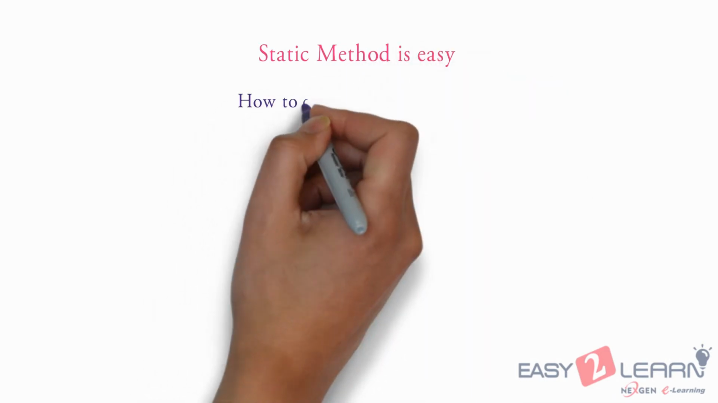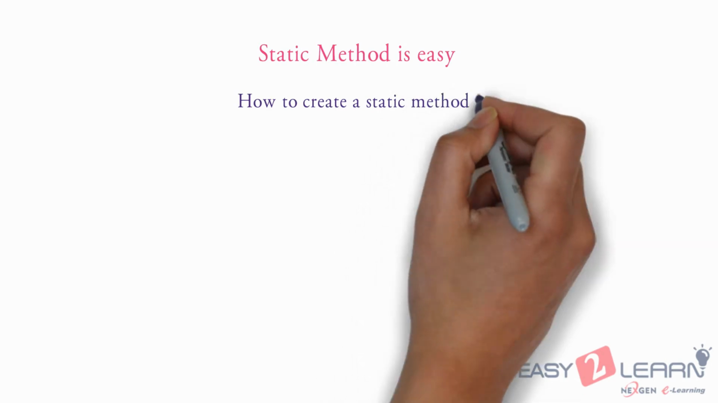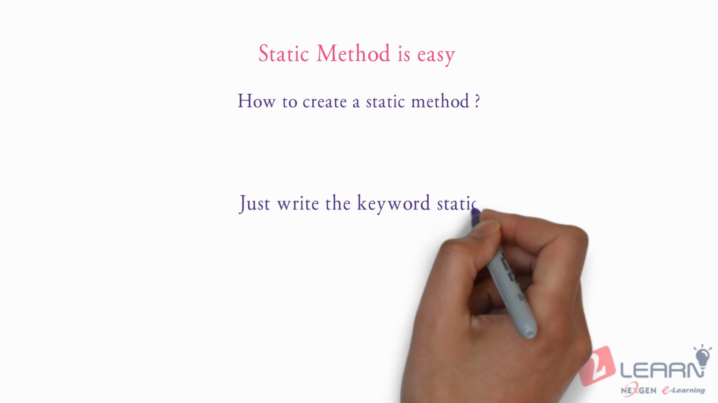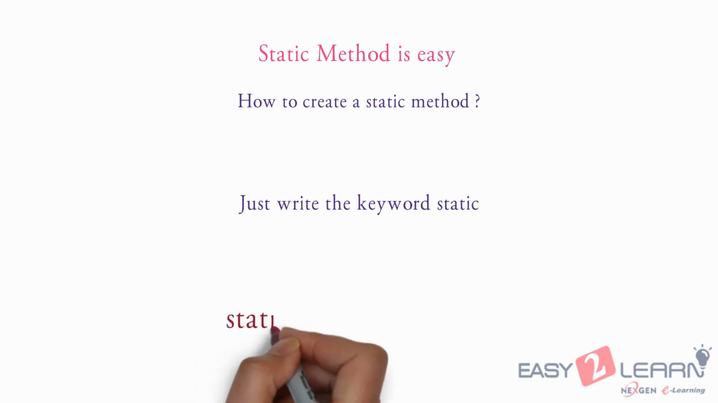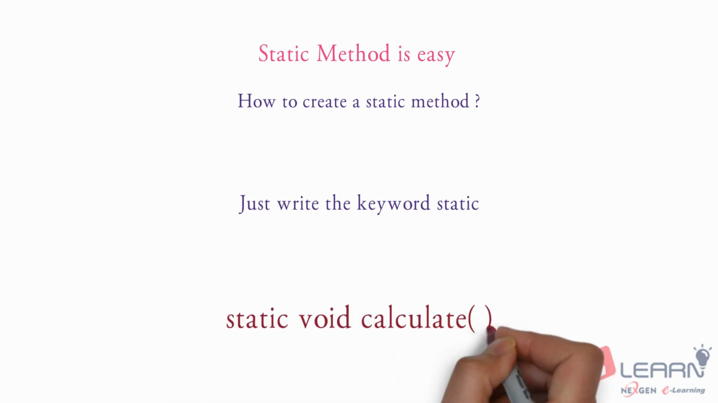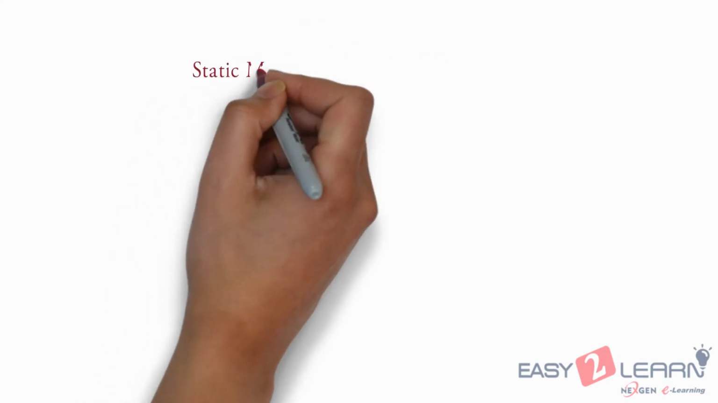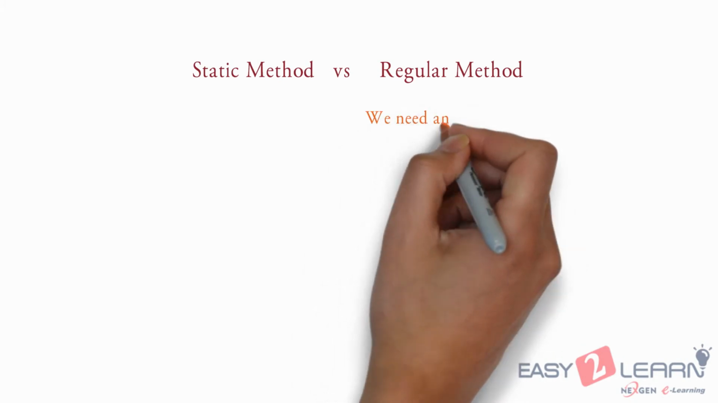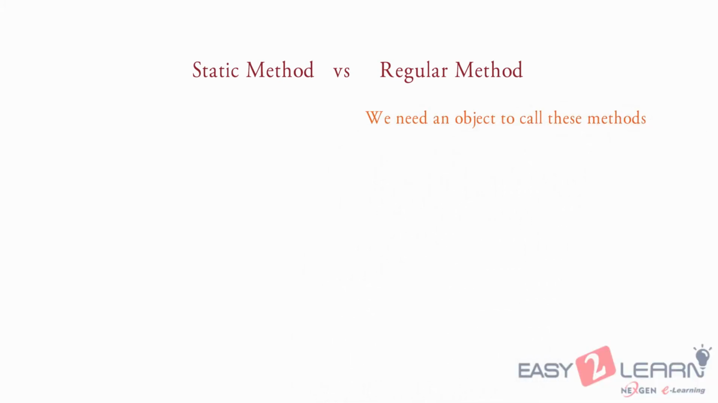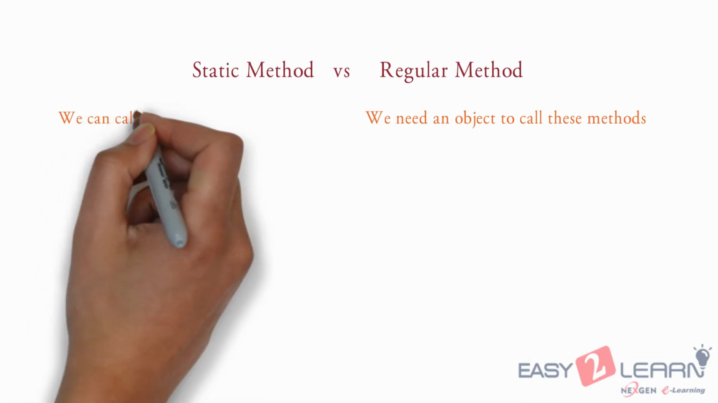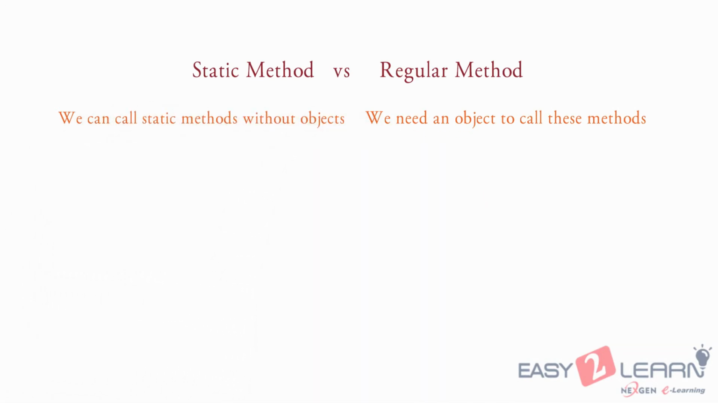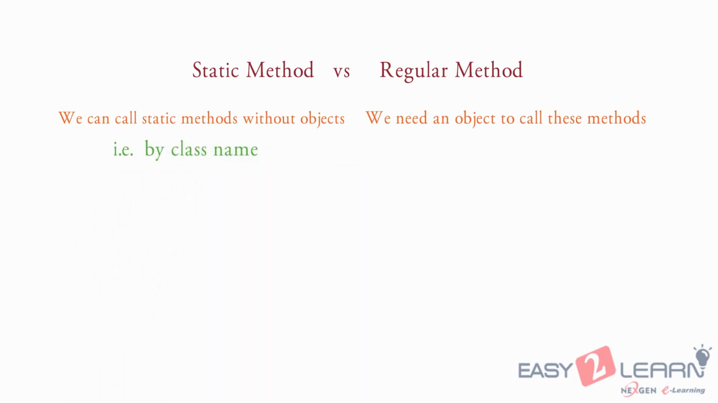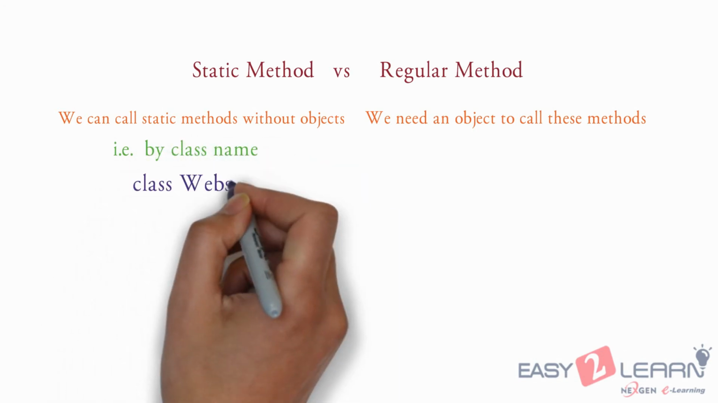Static method, let us discuss it. It's very easy. How to create a static method? We simply write the keyword static. So here I defined a static method calculate by using the keyword static. Let us discuss the difference between a regular method and a static method. For a regular method we need an object to call it, whereas for the static method we do not require any object. That is, we can refer to it with respect to its class name.